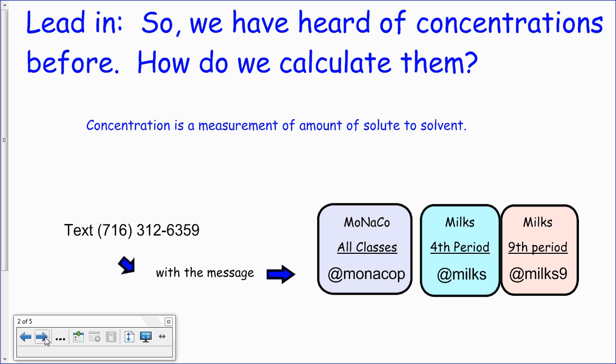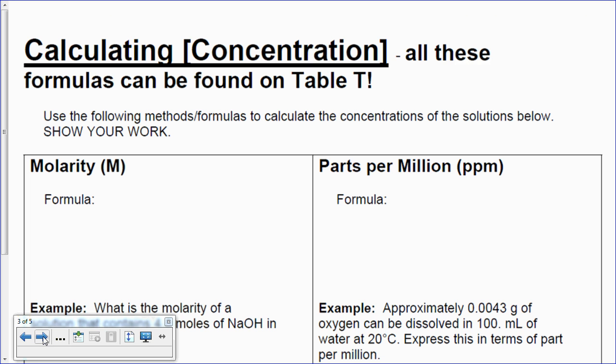So you got to have your reference table T here to do these calculations. We've heard of concentrations before, like dilute and concentrated, but how do we actually calculate them? Dilute is a little bit of solute and a lot of solvent, and concentrated is a lot of solute and a little bit of solvent. So concentration is a ratio, a measurement of how much solute to how much solvent, because we chemists got to put numbers on things. We love measurement and numbers. That's our thing.